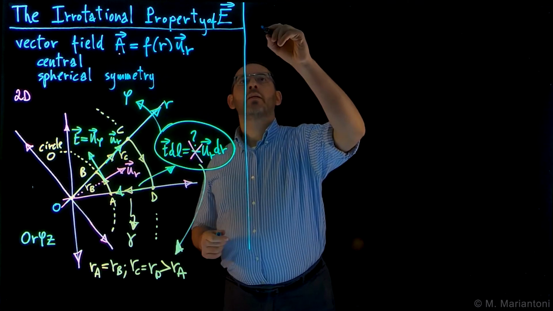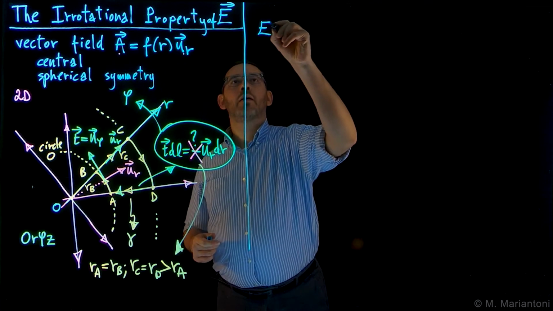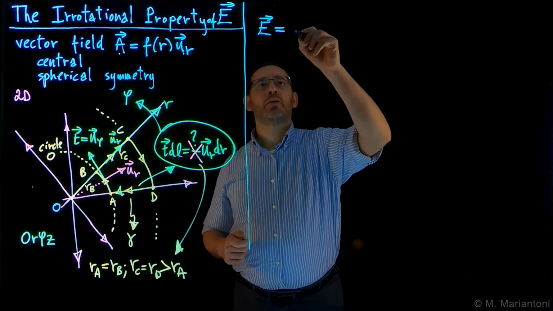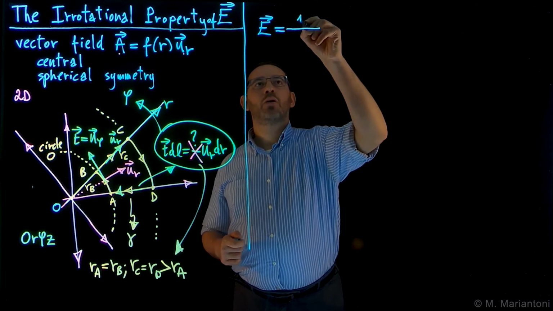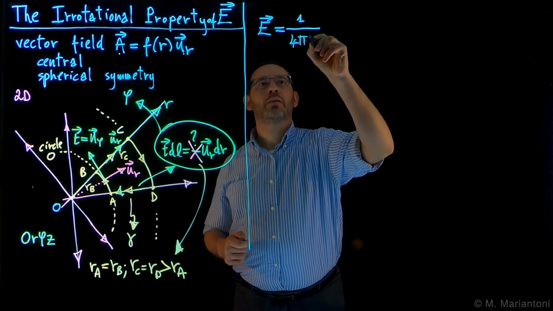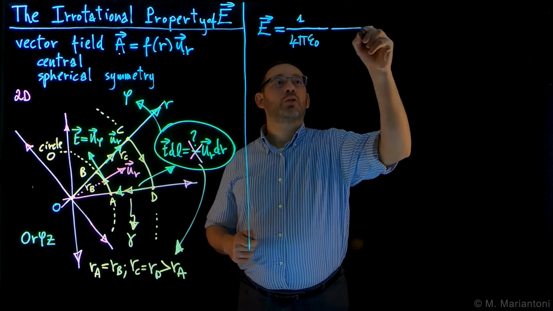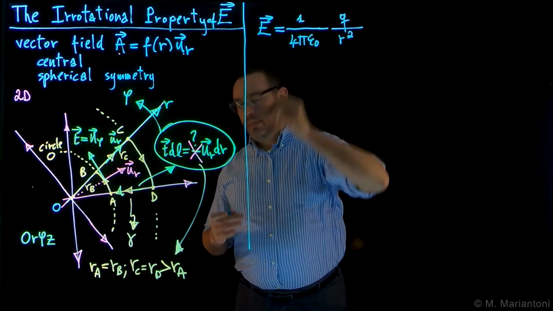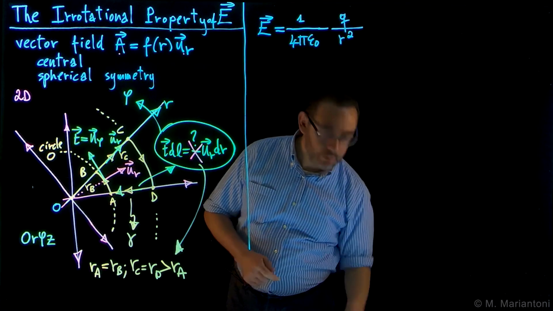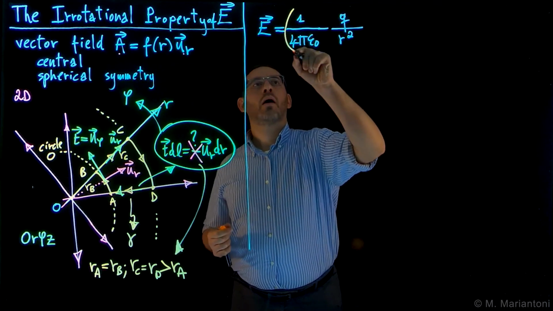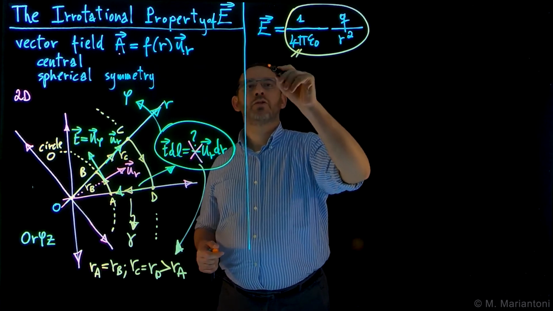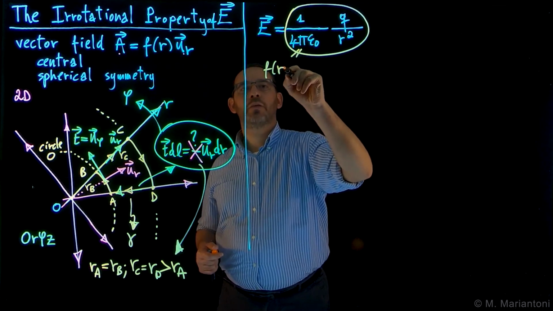In fact, the electrostatic field E from Coulomb's law for a single point-like charged particle in space is given by 1 over 4 pi epsilon naught times q divided by r squared. This quantity here is nothing but f of r in our generic definition of the field A.